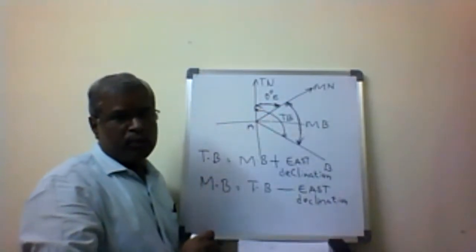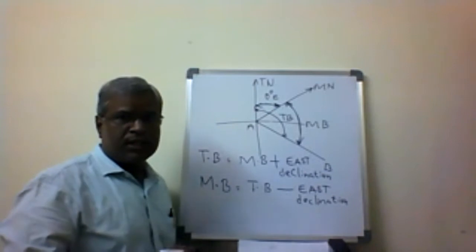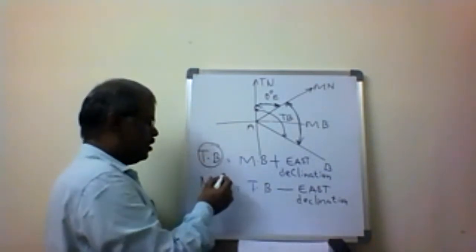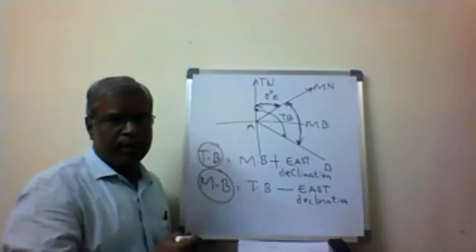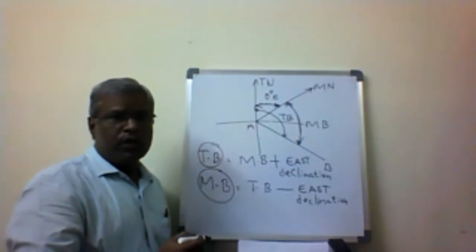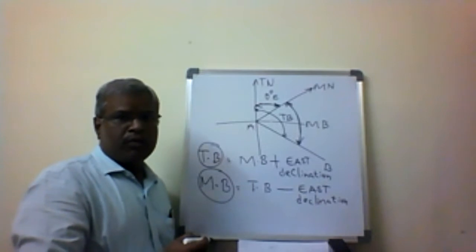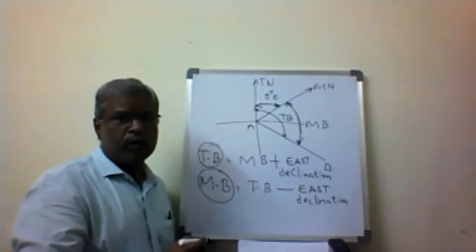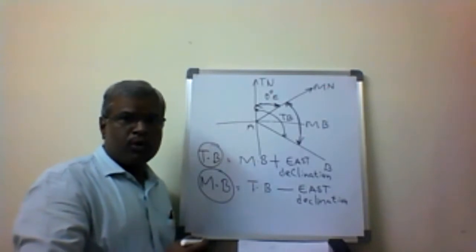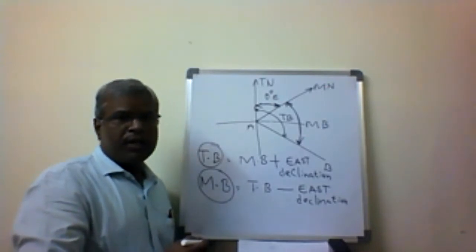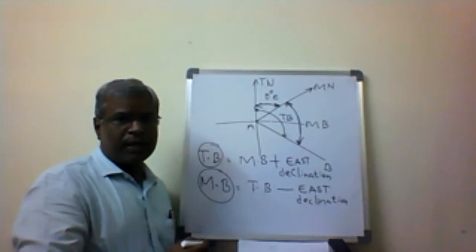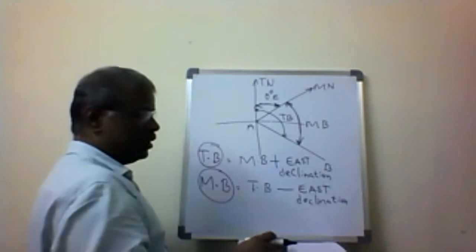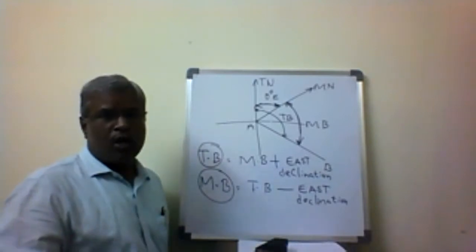In this way, if the declination is given, we estimate the true bearing and the magnetic bearing. Once you know the magnetic bearing, the true bearing is calculated with respect to the declination. Similarly, if the true bearing is found and the declination is given, we calculate the magnetic bearing. This is for the east declination. Then if the declination is west, how do we use it?